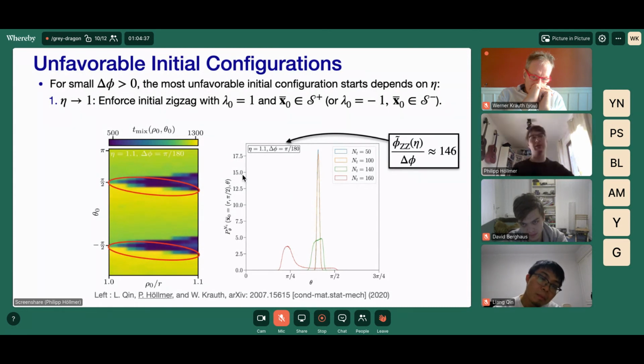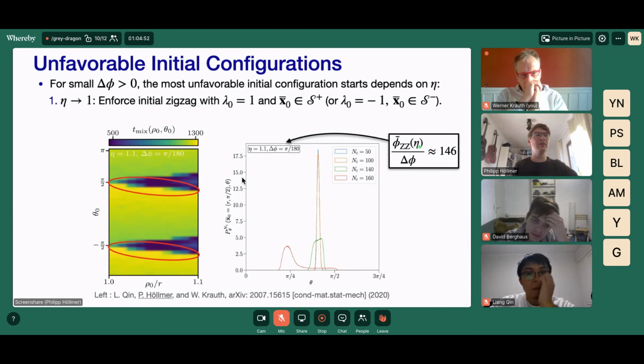I explained to you earlier that all trajectories start with a zigzag, and that the length of the zigzags depends on eta, and we can then compute the number of time steps during such a zigzag. For this value of eta it is approximately 146. If you look at the curves, you can see that for 50 time steps, because all of the trajectories start with a zigzag, you get a very strongly peaked distribution. The same is true for nt equal 100, which is still way below 146, so we still have this very large peak.